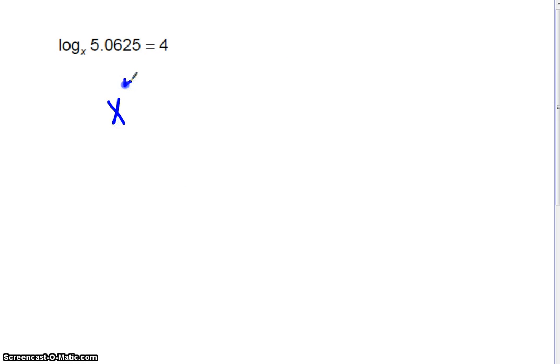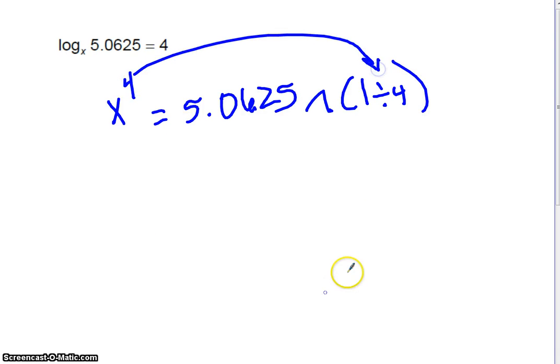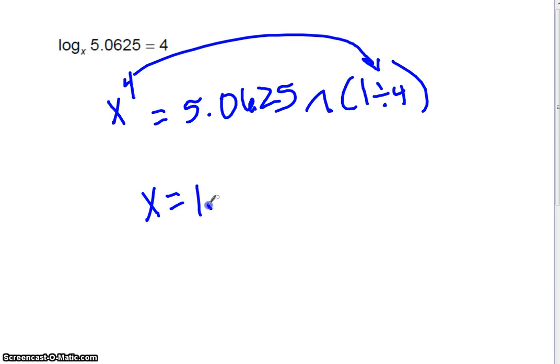You would say x to the 4th is equal to 5.0625. Remember that when it's something we can't look at and just tell, you would raise that to the 1 divided by 4. Okay? It's divided by 4 because it's the 4th power. So we have 5.0625 caret open 1 divided by 4, and we get 1.5. X is equal to 1.5.